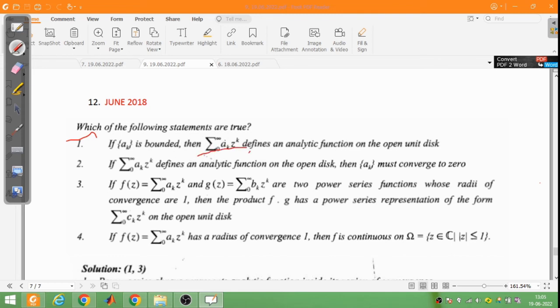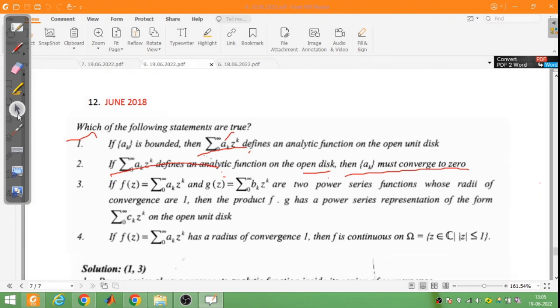This power series is bounded and has a radius of convergence, so it defines an analytic function on the open unit disk. Next, option 2: the summation from n equal to 0 to infinity of a_k z^k defines an analytic function on the open unit disk. Must a_k converge to 0? It's not always true. It's true somewhere, but not always.